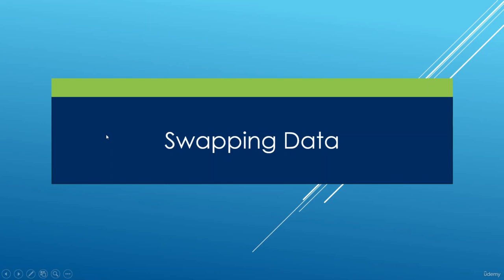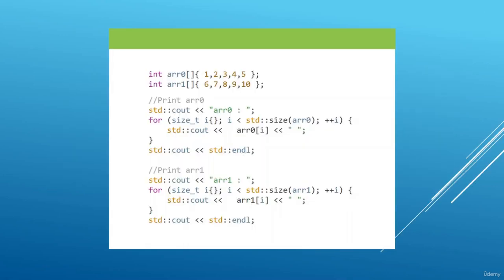In this lecture, I am going to show you a simple example that is going to let you practice a few of the things we have talked about in the last few lectures. And we're going to try and swap array data. Okay, here we have two arrays, R0 and R1, and we have numbers inside, 1 through 5 and 6 through 10, and they are arrays of integers. These are two innocent arrays, and we are printing them out.